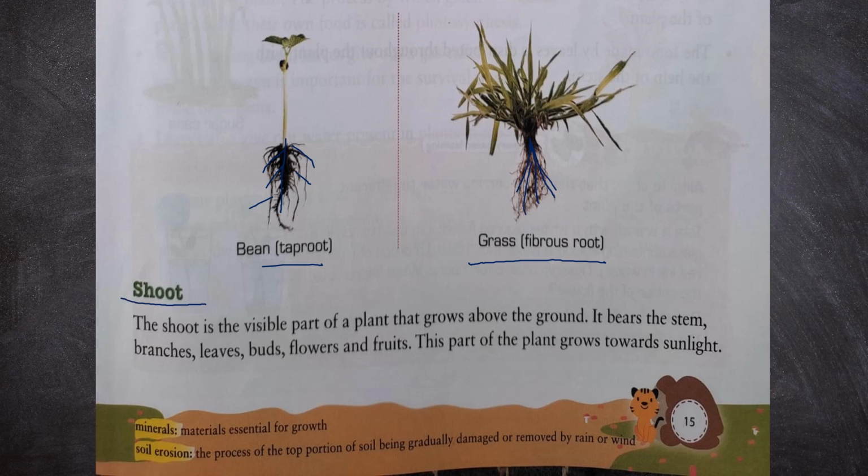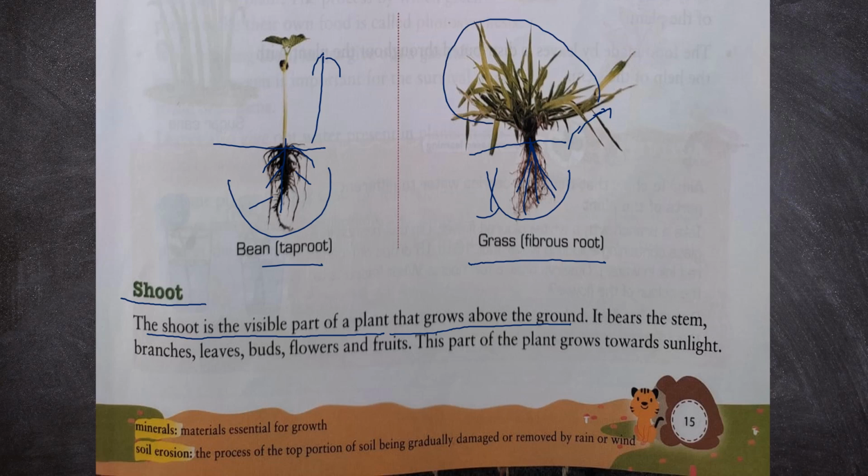Next part is shoot. The shoot is the visible part of a plant that grows above the ground. In our picture we can see this part which is above the ground is known as shoot. This is also shoot. The part which is below the ground is known as root, whereas the part which is above the ground is called as shoot. It bears the stem, branches, leaves, buds, flowers and fruits. This part of the plant grows toward the sunlight.